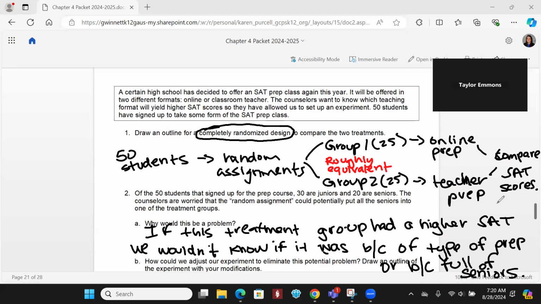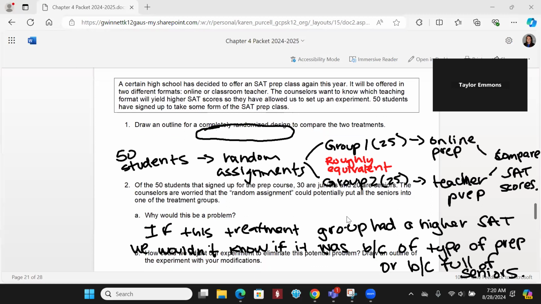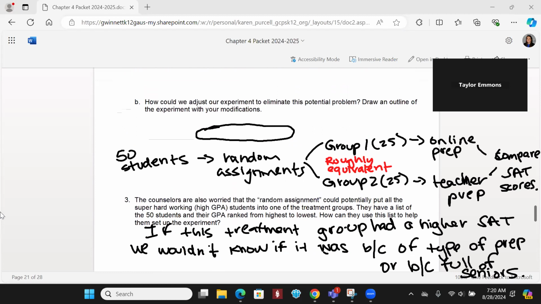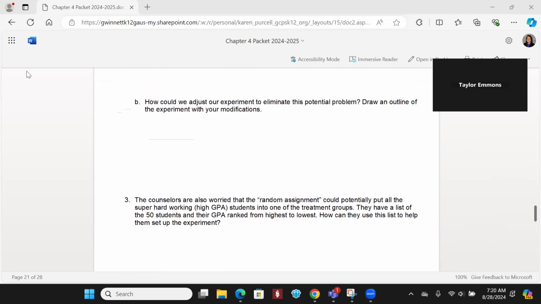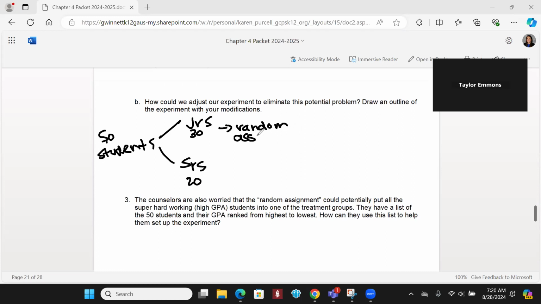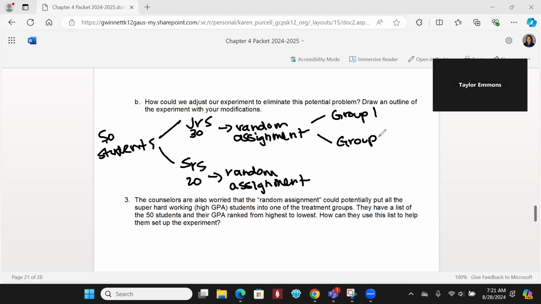All right, so how could we adjust our experiment to eliminate this potential problem? So we're going to draw an outline of the experiment with our modifications. They told us that there were 30 juniors and 20 seniors. So we're going to take the 50 students and break those kids into juniors and seniors. Now what we're going to do is give them a random assignment in both of those groups. And then we're going to break those into group 1 and group 2. We're going to put these in group 1A and 2A.